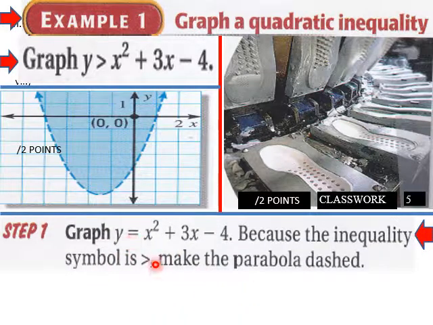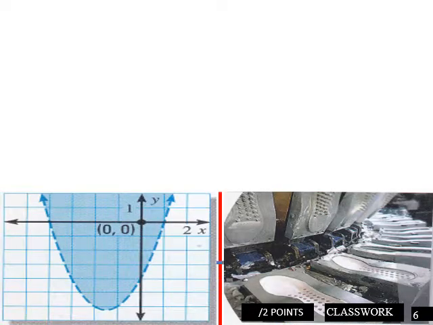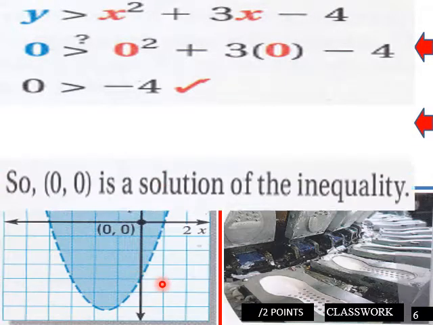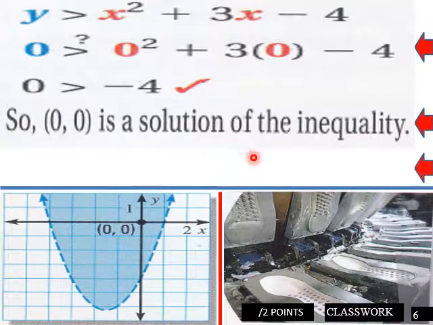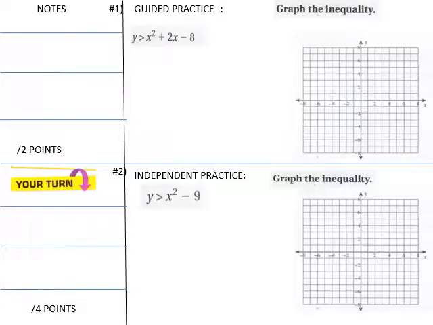Because the inequality symbol is less than, make the parabola dashed. Test a point inside the parabola such as (0, 0). When we test (0, 0), it turns out to be true. 0 is greater than -4. So inside this area here is the solution. So (0, 0) is a solution of the inequality. Shade the region inside the parabola, which we have done.